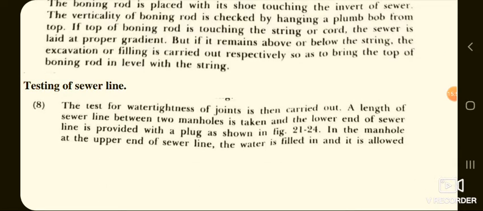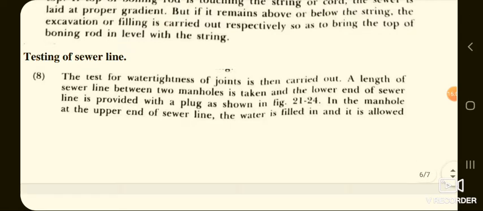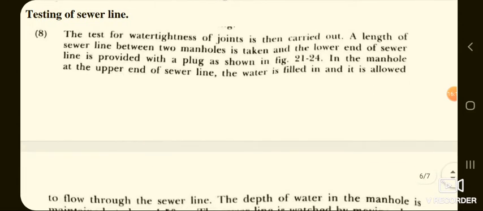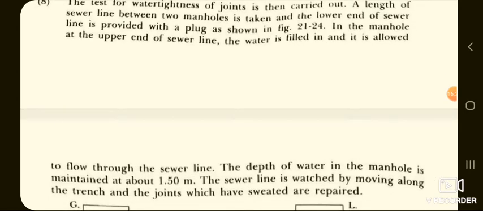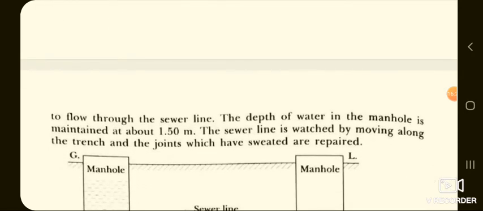Now, after placing the sewer lines, they can be tested like this. The test for water tightness of joints is then carried out. A length of sewer line between two manholes is taken and the lower end of the sewer line is provided with a plug, as shown in figure 21-24. In the manhole at the upper end of sewer line, the water is filled in and it is allowed to flow through the sewer line.